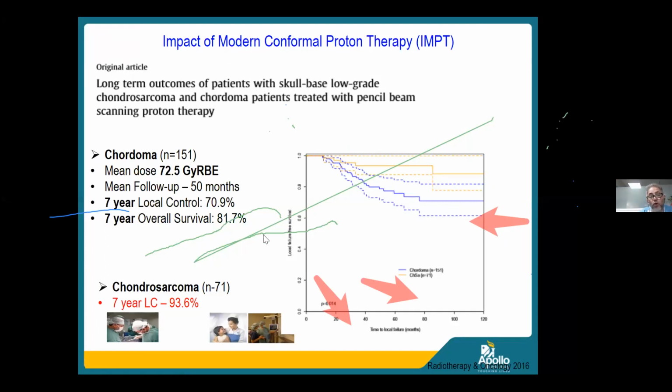Even in chordoma, which is a very difficult tumor that keeps on coming back, the median survival was never more than 40–50%. And now you can expect 5 to 7 year local control and survival exceeding 70 to 80%. Even with the proton evolution from passive to image guidance, pencil beam scanning technology, we have been able to demonstrate a superior outcome for these tumors.